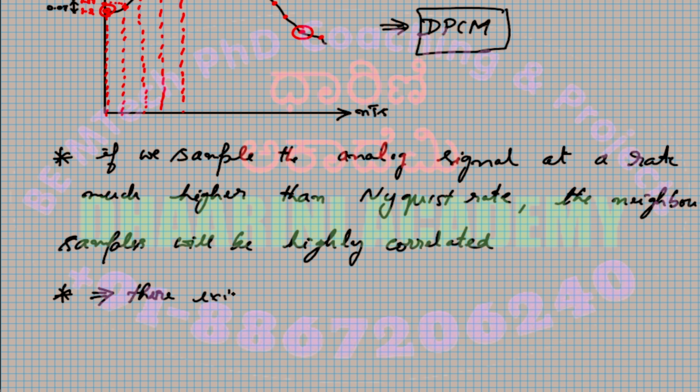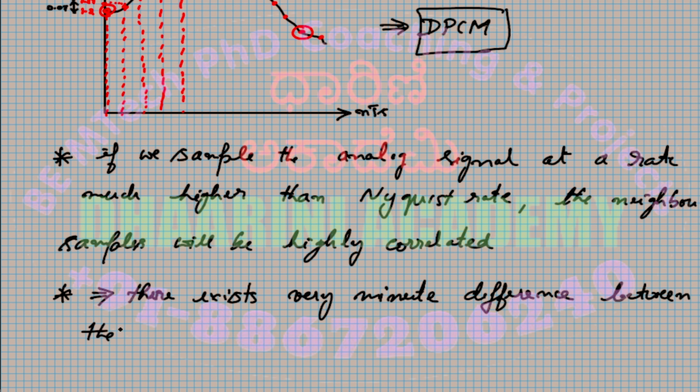there exists a very minute difference between the magnitudes of those successive samples. Is it okay?